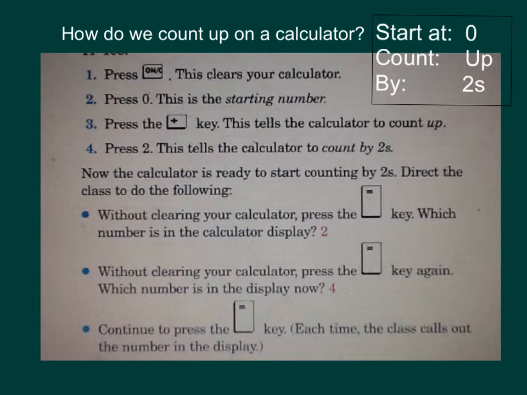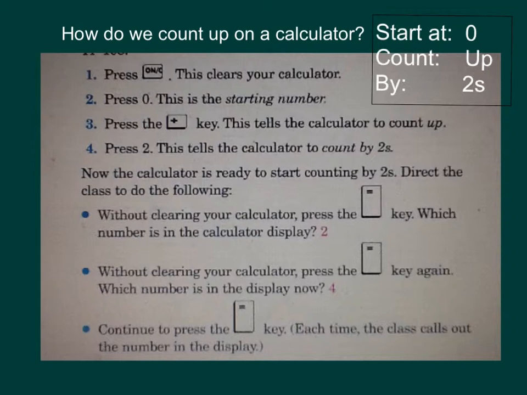Since this is our first time using our calculator, we'll need to think about some of the keys on our calculator. We have several keys we're going to use today. One of the keys we're going to use is the on or clear key. Another key we're going to use is the addition button. And another key we're going to use is the equal key. So let's get started. We're going to use these steps to see if we can count up by twos like we have been on a number line, but today we're going to use a calculator.